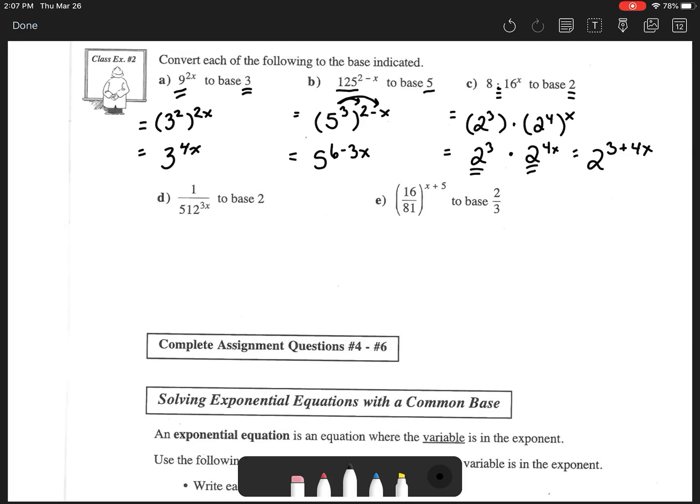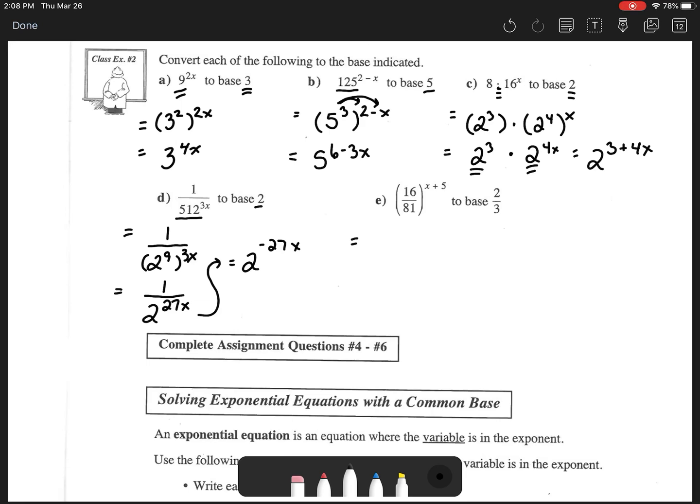Okay, in D, I want to rewrite this expression. So basically I'm taking a look at 512 and I want that number to be base 2. So I'm going to have 1 all over. Now 512 is actually 2 to the exponent of 9. That gives me 512 and it's still to the exponent of 3x. So when I simplify the denominator, this is 2 to the exponent of 27x. Okay, so hopefully that makes sense. Now I want to bring that number 2 up to the numerator. So if I do that, that means I have to make the exponent negative. So this is going to be 2 to the exponent of negative 27x. Okay, so there is your solution to D.